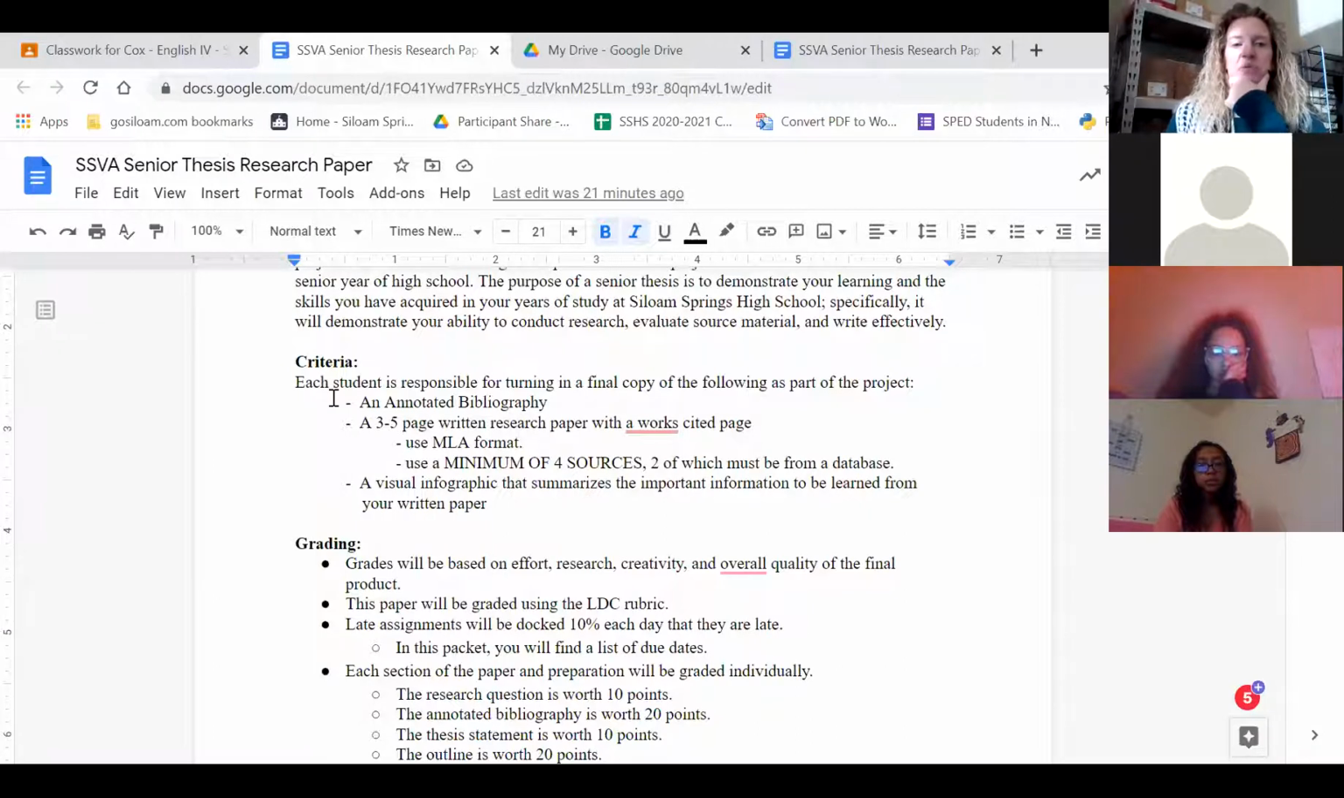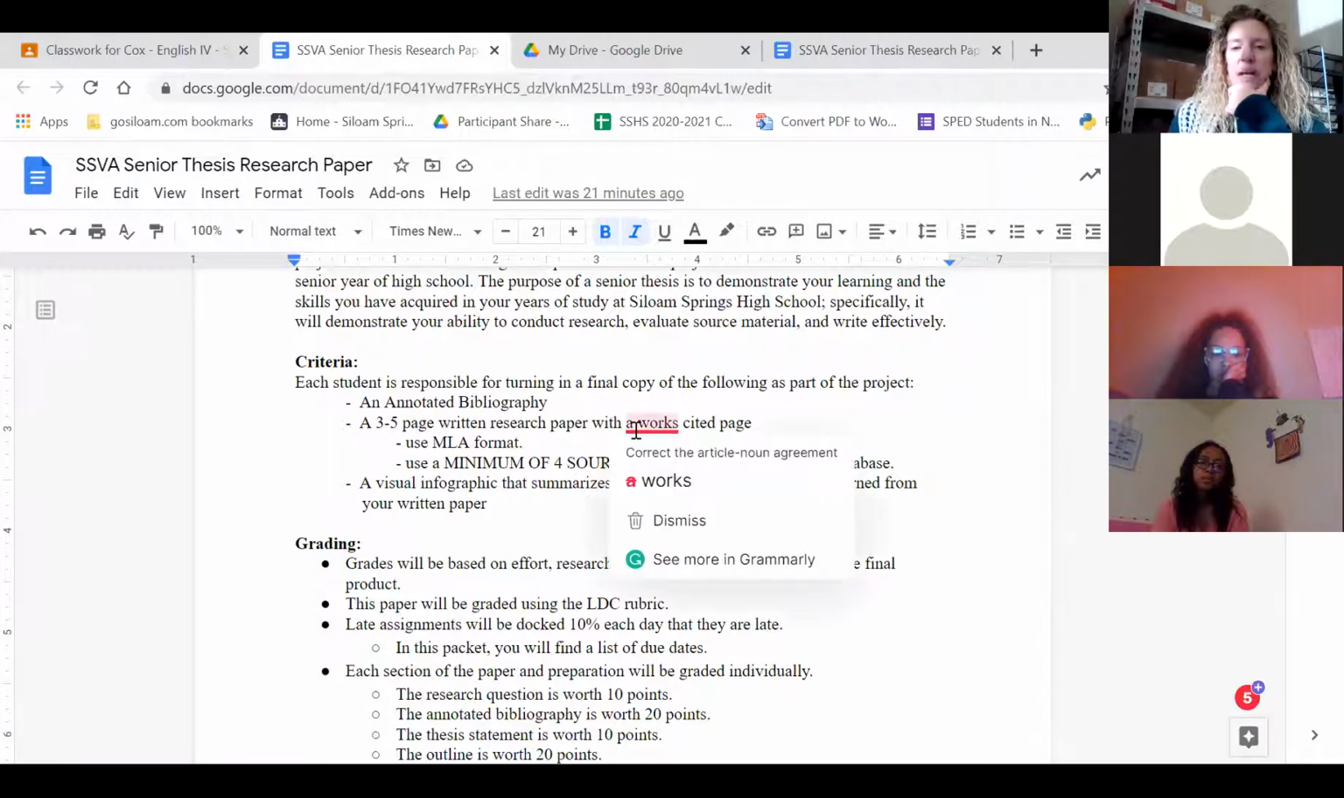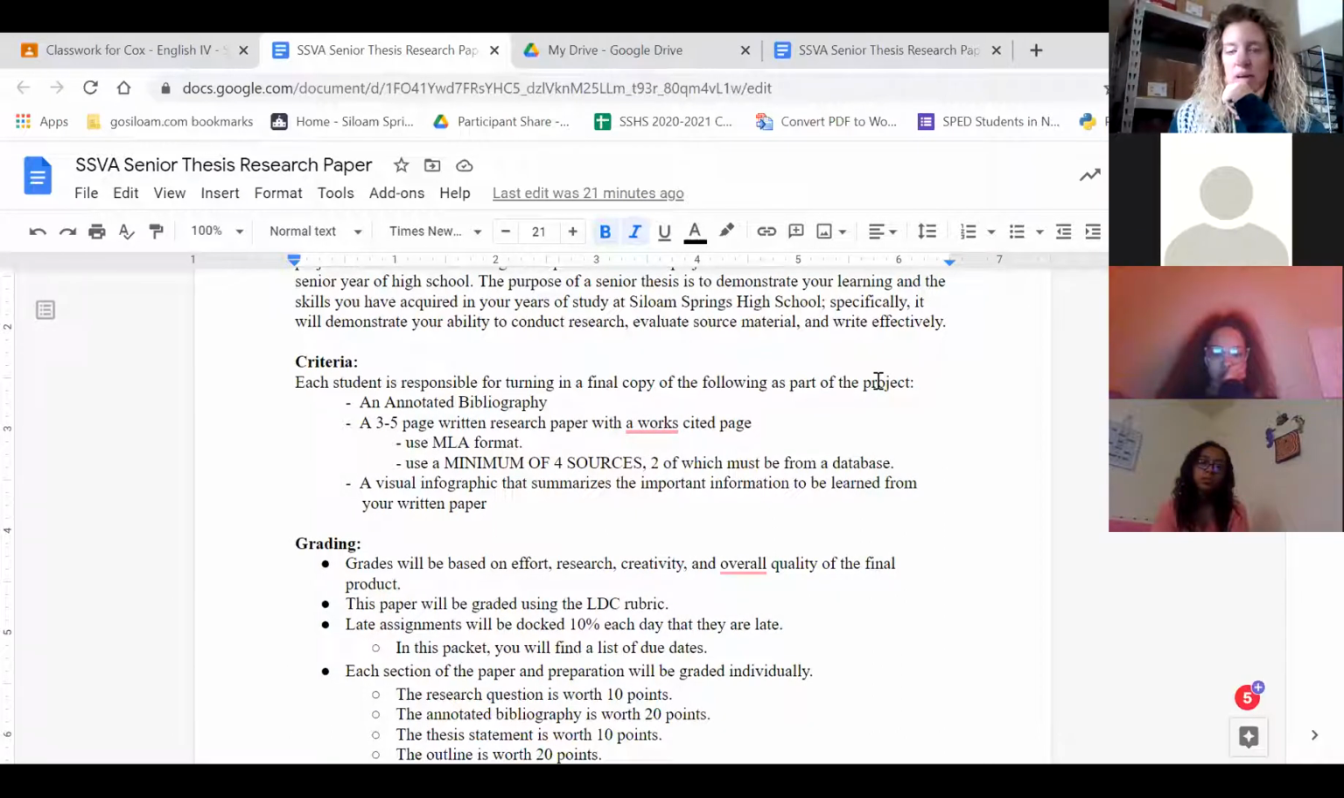Each student is responsible for turning in a final copy of the following as part of the project: an annotated bibliography, which I will show you how to write, and a 3 to 5 page written research paper with a works cited page. And when I say a works cited page, it means a correctly written works cited page. Okay, I'm not talking about a works cited page with a whole bunch of links on it. I mean a correctly formatted written works cited page.